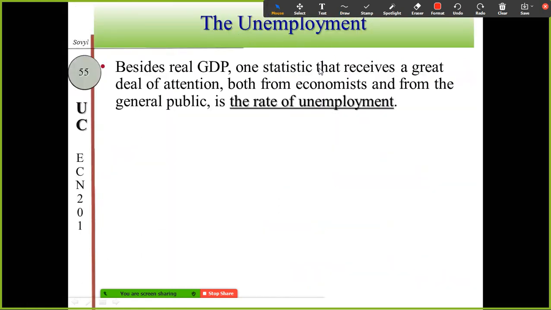Okay, unemployment. Besides real GDP that we have already looked at so far, the other statistic that receives a great deal of attention, both from economists, researchers, and from the general public, is the rate of unemployment. So besides real GDP, we also look at the unemployment rate in order to measure economic activity in one country, one province, or one state.